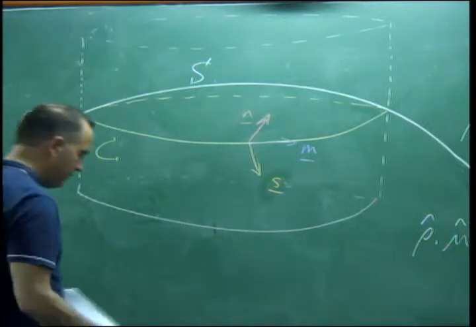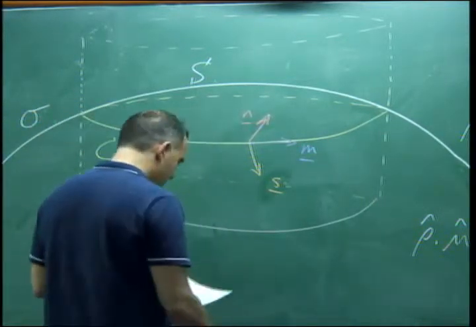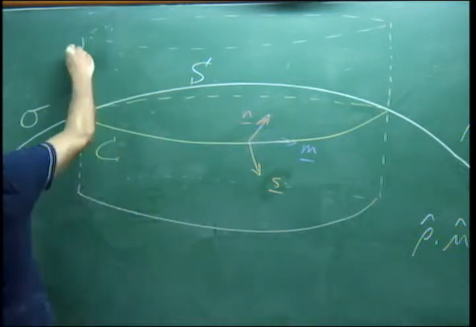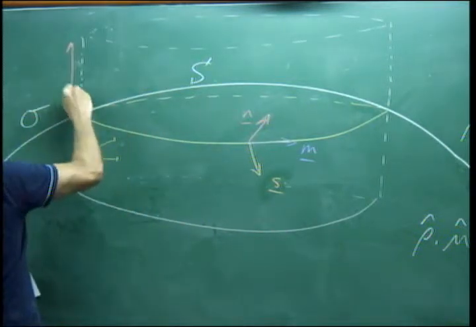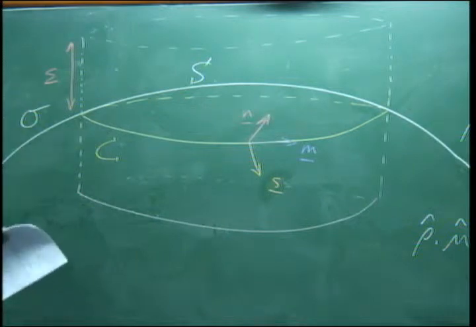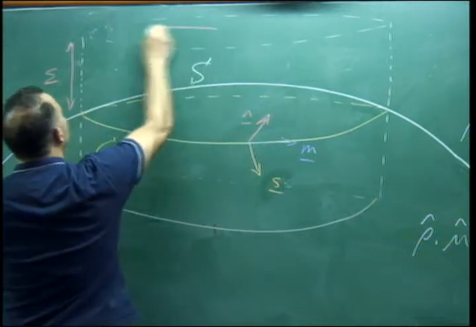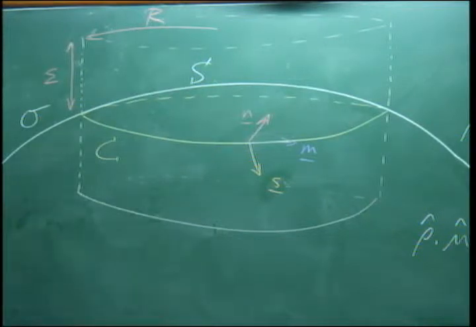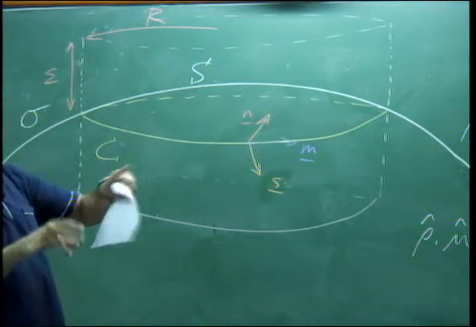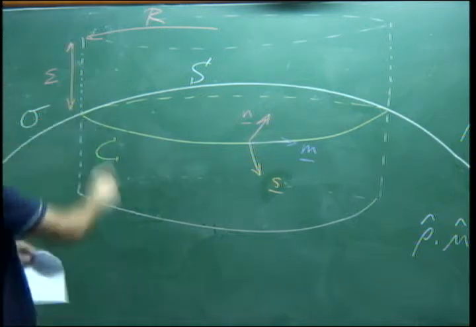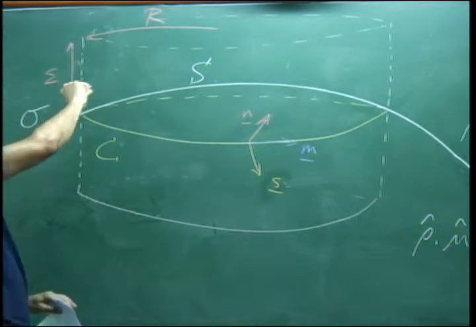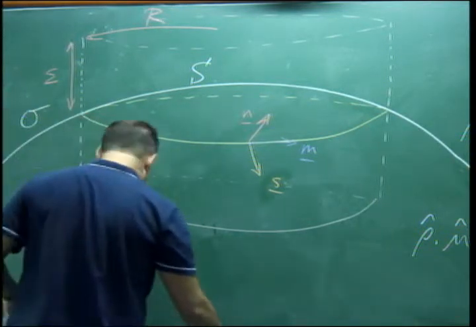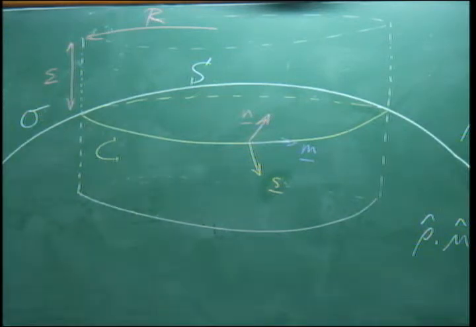Now let's imagine, so you have to correct this in your notes, that the height of the pillbox is epsilon, whereas the radius we're going to call big R. And what we're going to do is take the limit of R becoming much greater than epsilon, so we're going to shrink this down to a tiny surface element, and that's a vital step. Okay? So force balance.